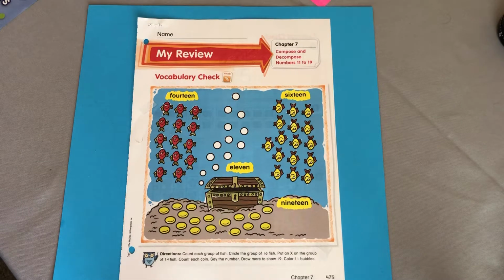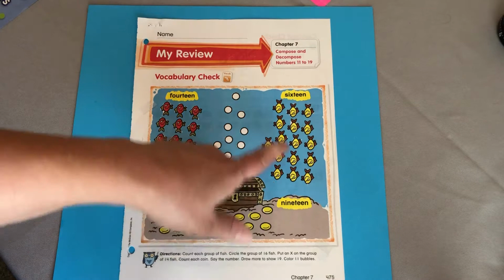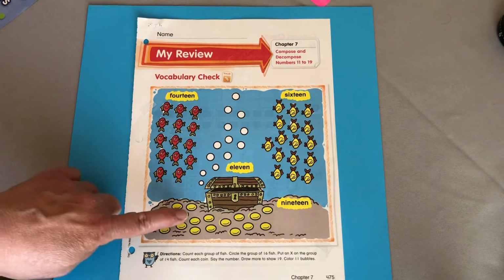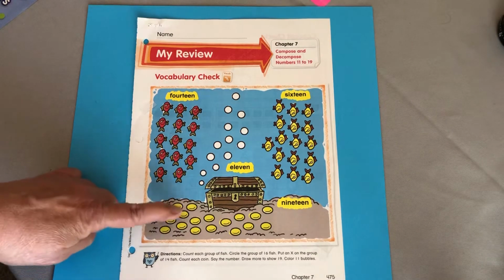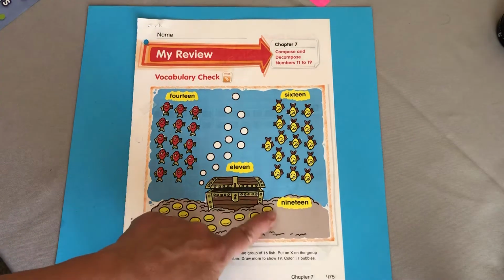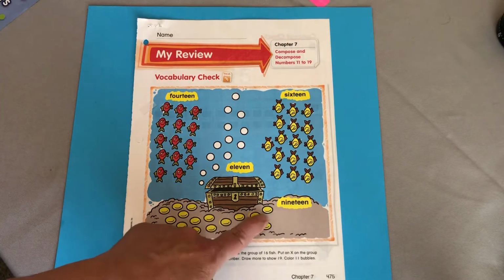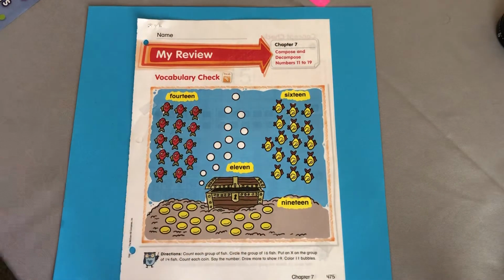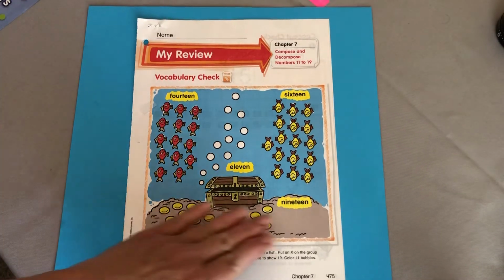Next, you're going to circle the group of 16 fish and then put an X on the other group of fish, okay? So you're going to count each coin, and you're going to say the number and then draw more coins to show 19 coins. So these are the coins that you have already. Okay, and you need to draw a few more in order for this to have 19 coins all together. So you're not drawing 19 all by yourself.